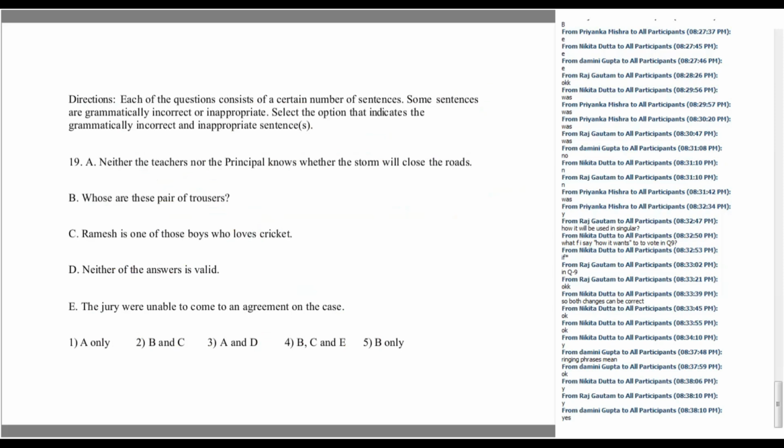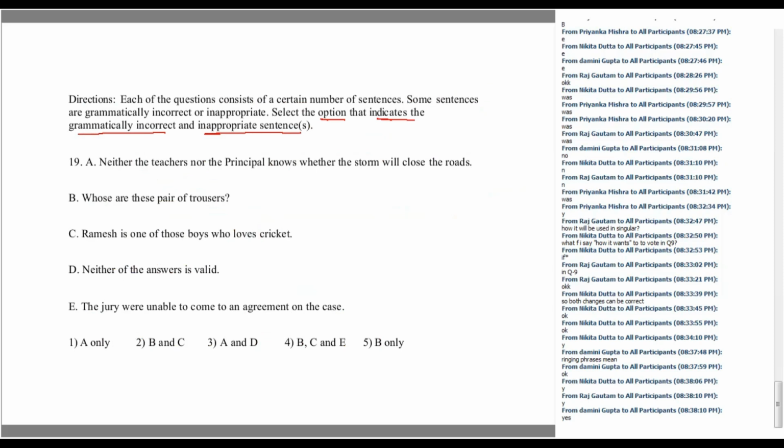Number 19. Each of the questions consists of a certain number of sentences. Some sentences are grammatically correct or inappropriate. You have to select the option which indicates the grammatically incorrect and inappropriate sentence. So which one is incorrect? That is what we have to find.